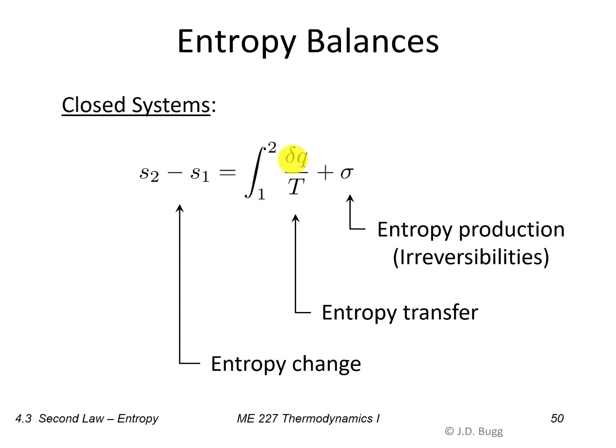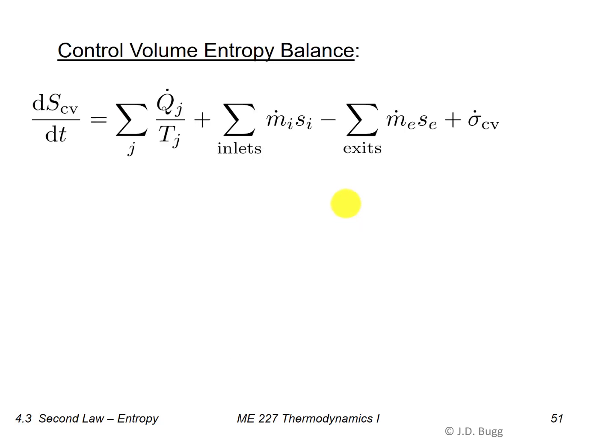So the entropy change that a system undergoes is equal to the entropy transfer connected to heat transfer and the entropy production. So that's our entropy balance for a closed system or for a fixed mass that we're examining. Now, just like there was an energy equation that had to be modified because there was material entering and leaving our control volume, the same thing happens with the entropy balance. So we're going to just review that equation now.